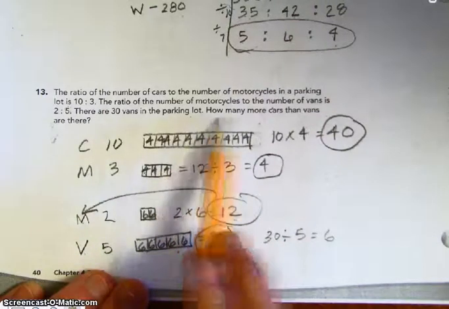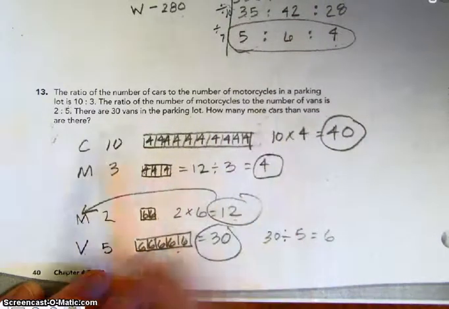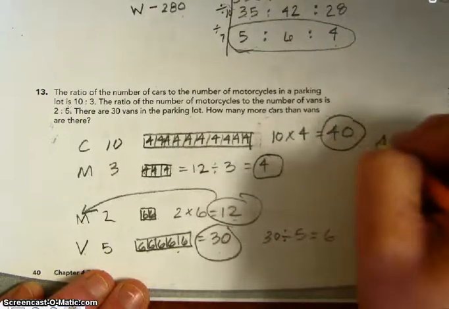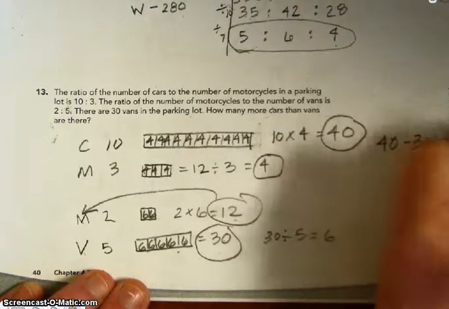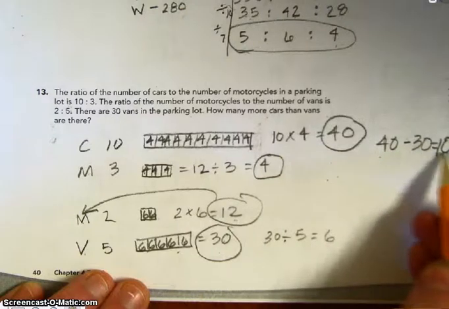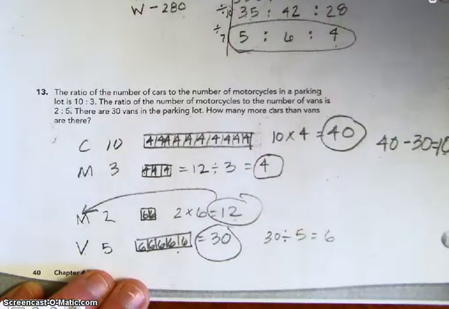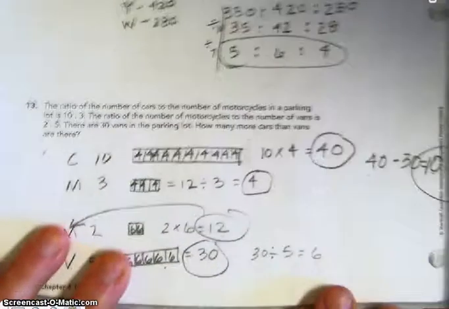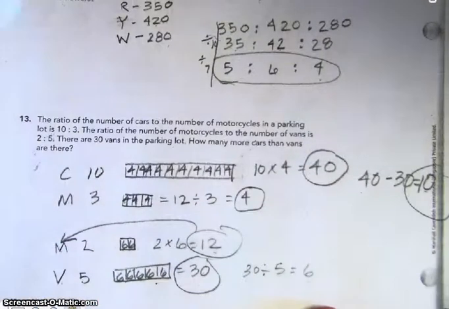And my question was, how many more cars than vans? Here's my cars, here's my vans. How many more cars than vans? Well, if I take 40 cars, take away 30 vans, there's 10 more cars than there are vans. So your answer would be 10 more cars. Hopefully you can see that on the edge there.